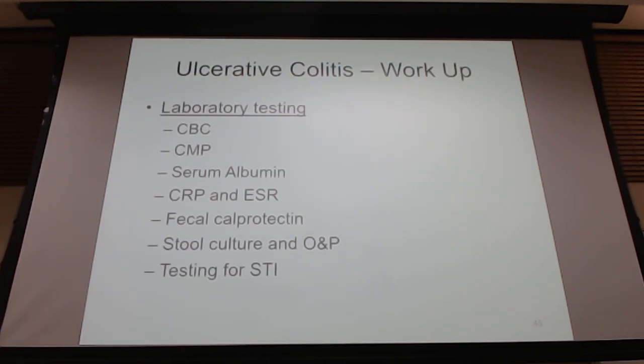What do we work these people up for? We need to see how bad that anemia is. We're going to get a CMP to see if there's any end-organ damage. We need to get a serum albumin. We've got our similar inflammation markers along with fecal calprotectin, stool culture, and OMP. And here's a weird one, they also recommend testing for STIs for whatever reason. Make sure that's not something making this worse, something else that we need to treat.